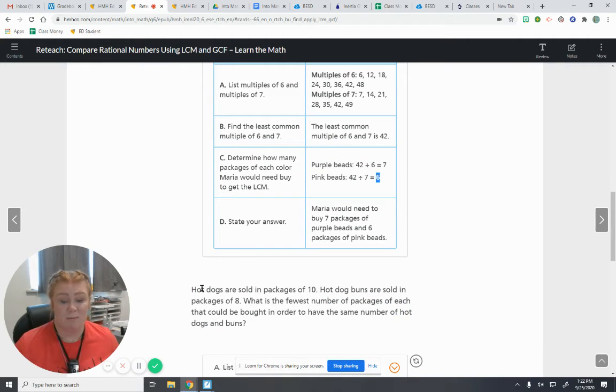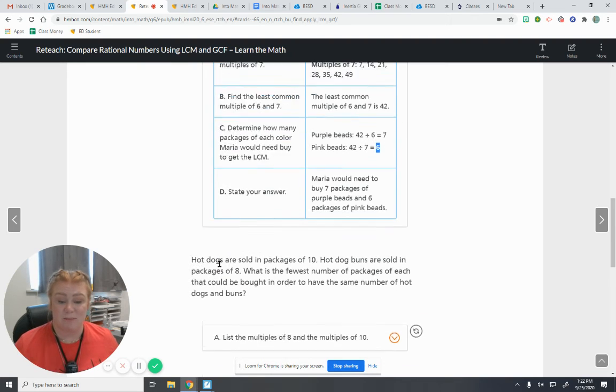Okay, let's try one with hot dogs. So hot dogs are sold in packages of 10, but the buns only come in a package of 8. So you're going to have 2 hot dogs that don't have a bun. Nobody wants that. So we want to know the fewest number of packages that we should buy to have the same amount of hot dogs and buns to match up together.